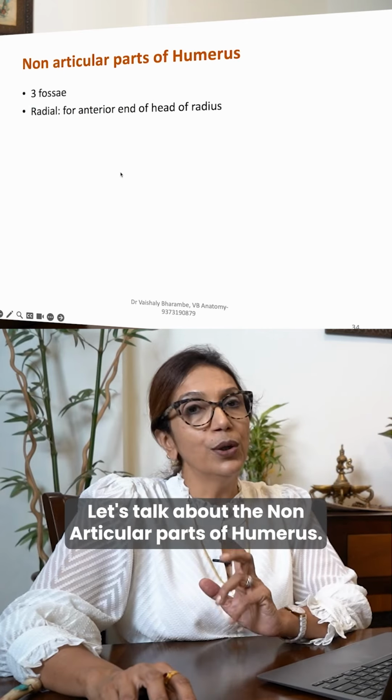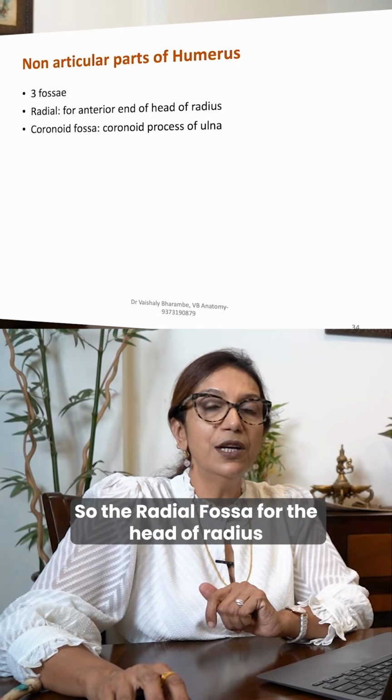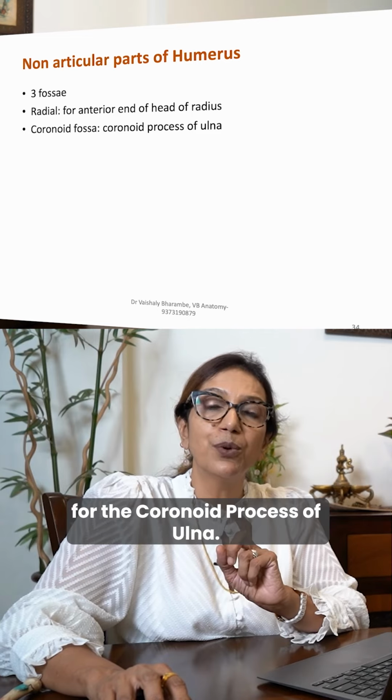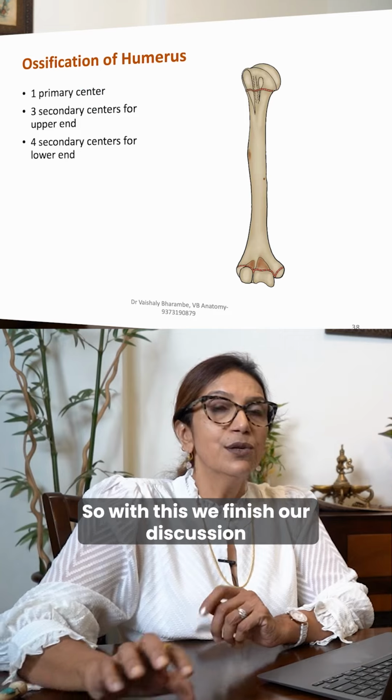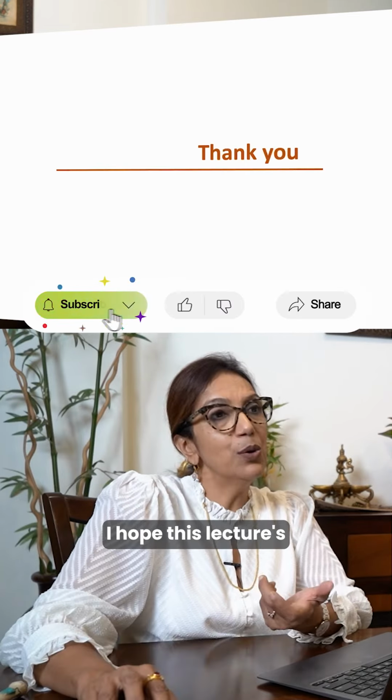Let's talk about the non-articular parts of humerus now. There are three fossae we saw. The radial fossa for the head of radius, the coronoid fossa for the coronoid process of ulna. Posteriorly, you see a really deep olecranon fossa. So with this, we finish our discussion of the humerus itself. I hope this lecture has helped you.